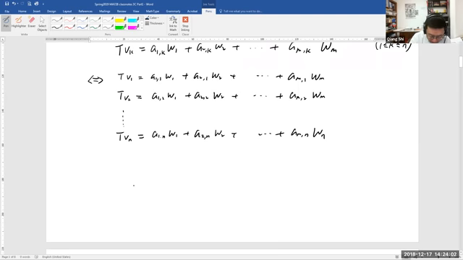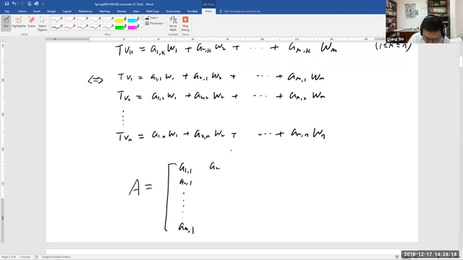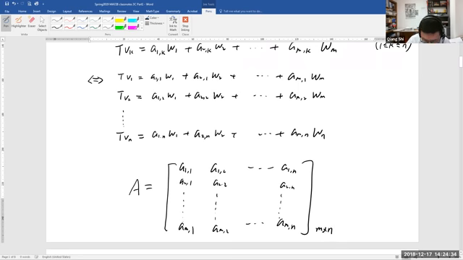So this matrix A will be A11, A21 up to AM1, right? And then A12, A22. Notice we write each column here, and AM2, and then this keeps going. At the end is A1N, A2N, and then up to AMN. So this is still an M by N matrix, right?